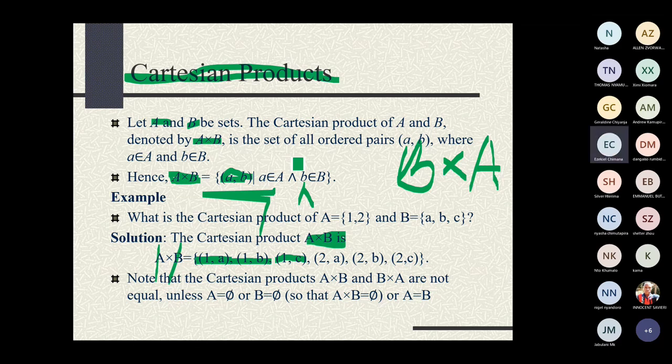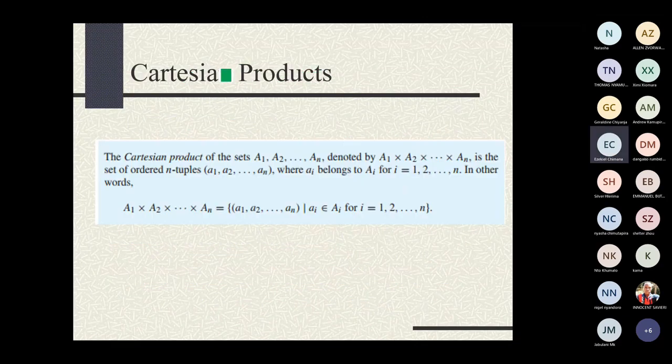They will be equal if and only if A is an empty set or B is an empty set, so that A cross B is an empty set, or A is equal to B. So we only have two conditions: if one of the sets is an empty set, or when A is equal to B, when you have equal sets, the Cartesian product of A and B or B and A will be equal. I don't know if there is any question there. So we can move on.